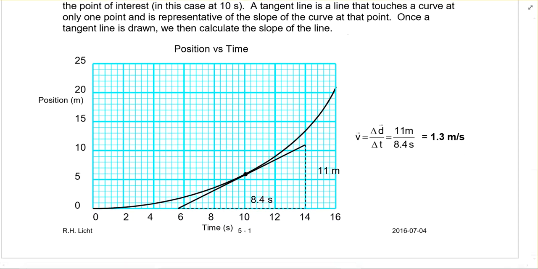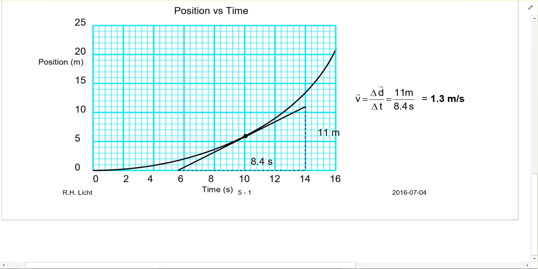Well, what we do is we make a slope. Right where that point was, we just make a straight line. This line is called a tangent line. It's going to be tangent to that curve. You've maybe seen that before in math. There are lines that are tangent to circles.